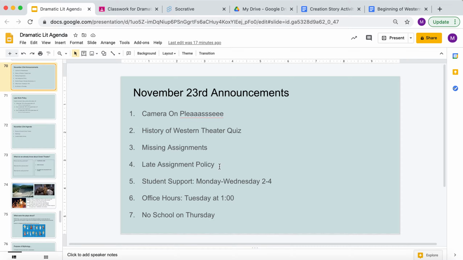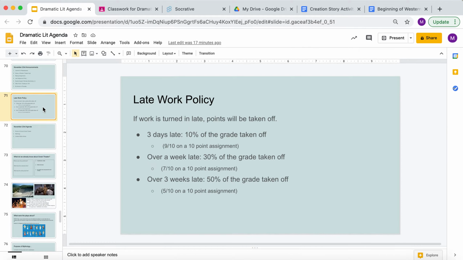Because there are so many of you missing some of those assignments, I wanted to talk about our late assignment policy that we have. And I know that we've always told you that if you turn in work late, there will be points taken off, but I wanted to tell you exactly how many points will be taken off and when, so that we all are on the same page.